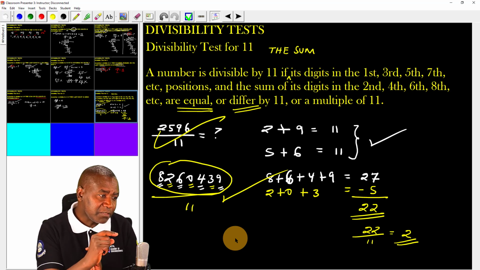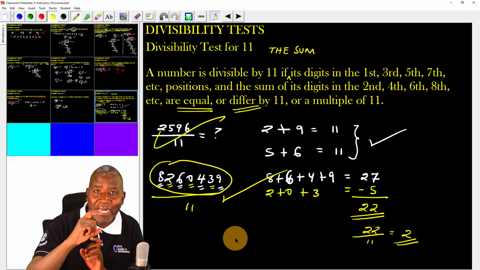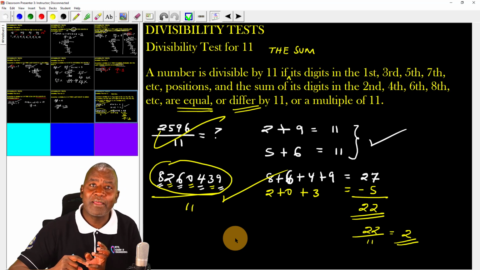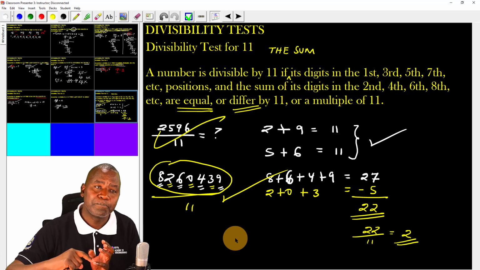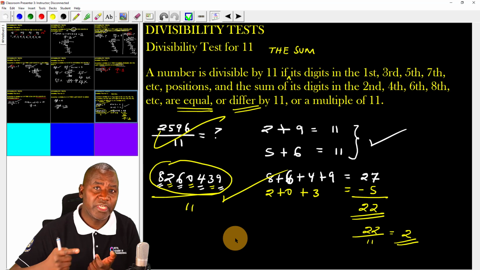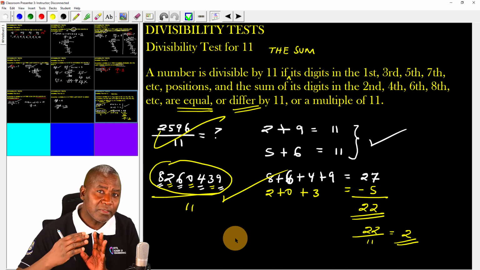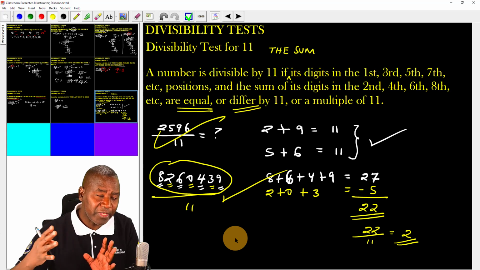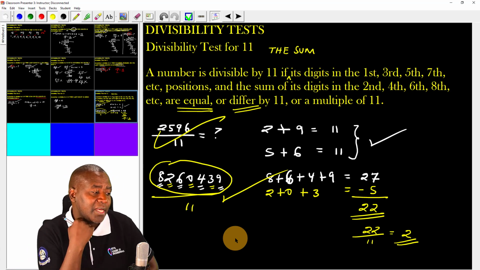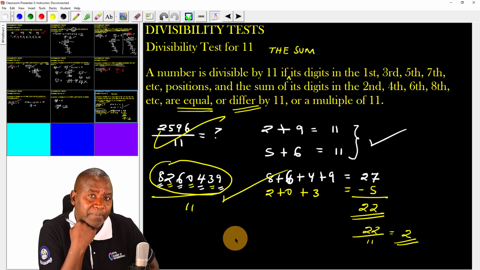If the difference between the two numbers gives you a number which is a multiple of 11, that is, it's either 11, 22, 33, 44, 55, 66, all those numbers are multiples of 11, then you will know that the given number is divisible by 11.